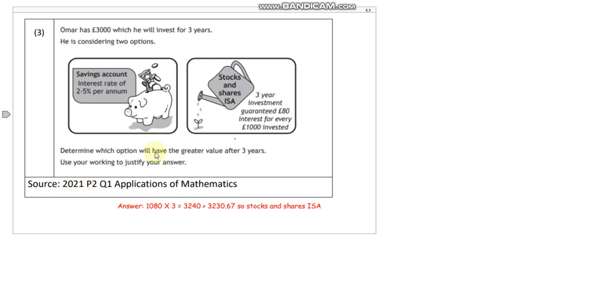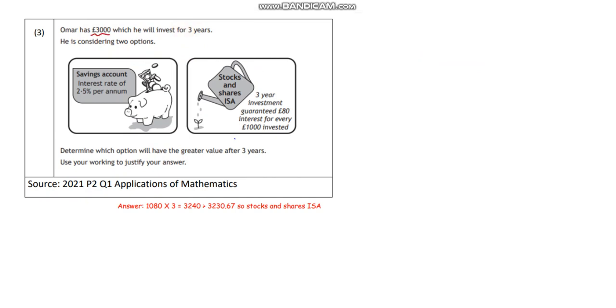So again, we've got a calculator question. Omar's got £3,000, which he's going to invest for 3 years. So let's underline that. That'll be useful. And he's got two options.